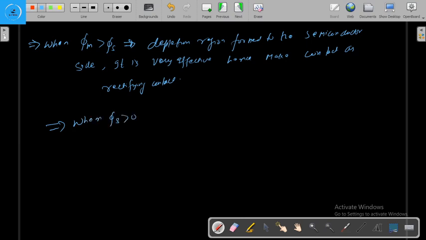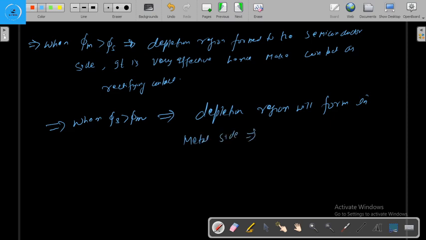And when phi s is greater than phi m, the depletion region will be formed on the metal side here. This depletion region is not effective, and hence it makes the contact an ohmic contact.